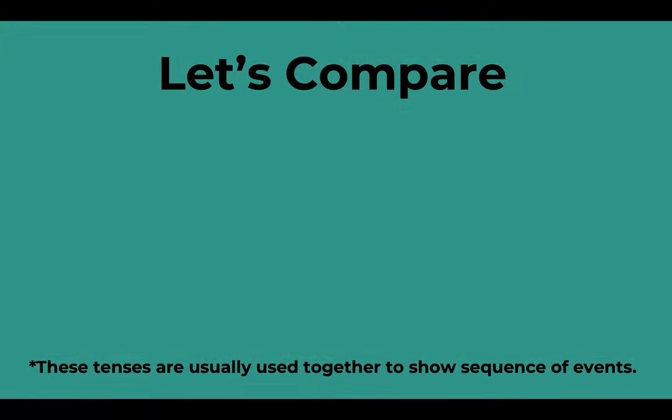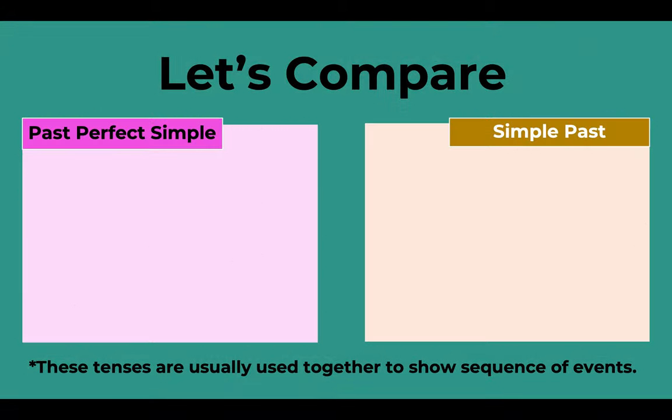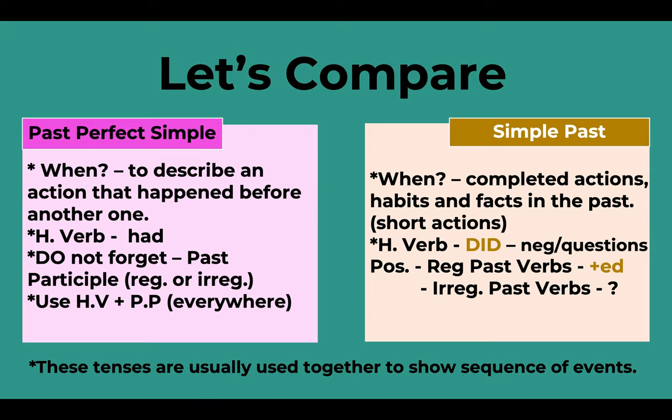So let's compare past perfect simple and simple past. So when do we use the past perfect simple? To describe an action that happened before another one. What about the simple past? For completed actions, habits, facts in the past. Short actions. The helping verb for the past perfect simple is had. The helping verb for the simple past is did, only in questions and negative sentences.